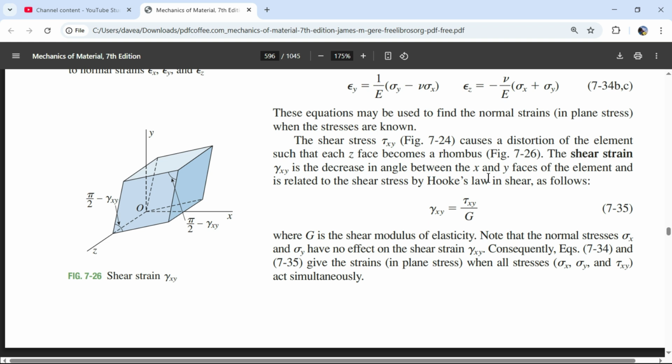Cool. So the shear strain is the decrease in angle between the x and y faces of the element, and is related to the shear stress by Hooke's law in shear as follows. Same thing with strain. If I remember how we had stress equal to E times epsilon, shear stress is equal to a constant, the modulus of elasticity in shear, times the strain itself. Normal stress is equal to a constant times strain, and that constant is the modulus of elasticity. Shear stress is equal to a constant times the shear strain.